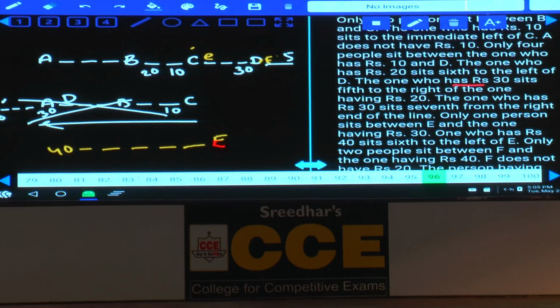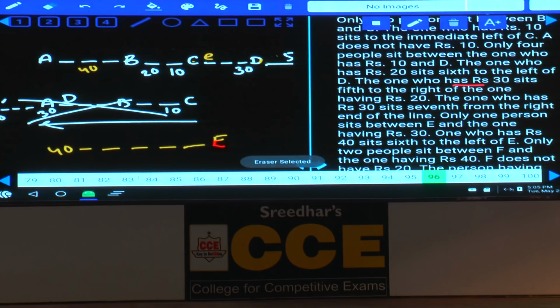Now if E is here, 1, 2, 3, 4, 5, 6, then 40 can be here. Or if E is here, 1, 2, 3, 4, 5, 6, now here it must be. Here it cannot be 40 because 10 is already there, which implies that D cannot be to the right hand side of E. Hence D is to the left hand side, hence this is 40.